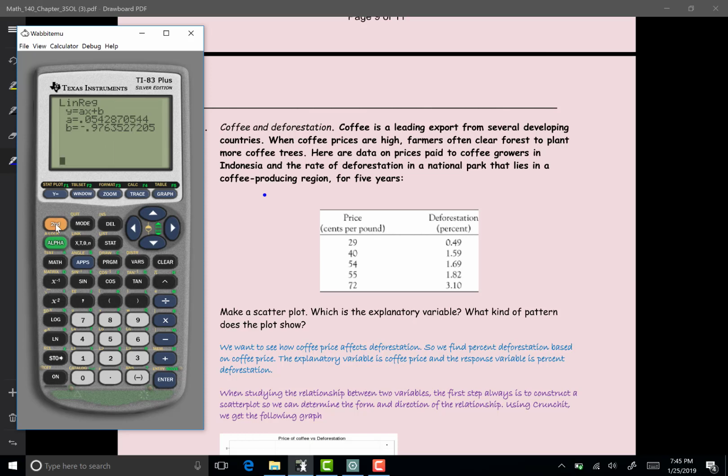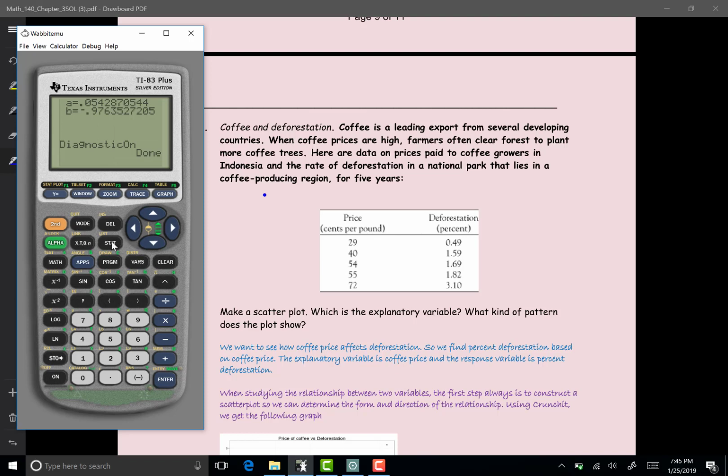So we're going to go to the catalog button. See that above the 0 key? I'm going to do second 0, and I'm just going to arrow down to DiagnosticOn. Again, once you do this, you don't have to remember this part because it'll stay on. Hit enter. Enter again, it'll say done.